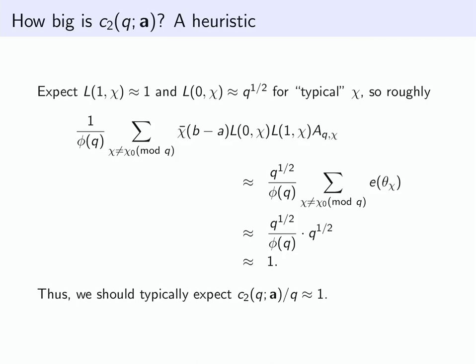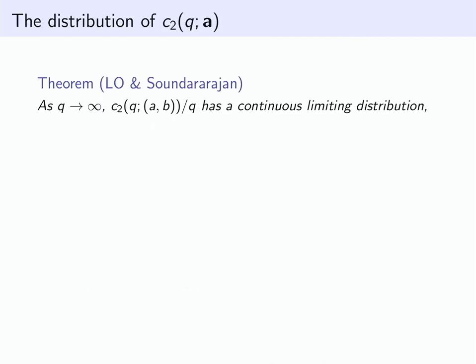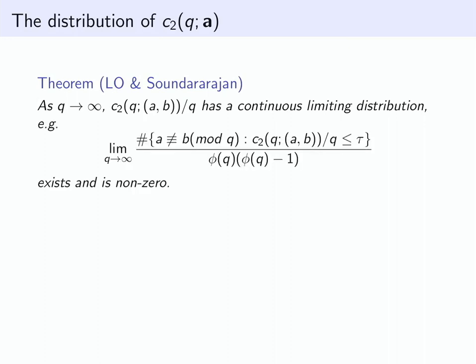In particular, if you divide by this Q, it's reasonable to ask, do these C2s all play in the same playing field? And this is something that Sound and I prove: that as Q goes to infinity, this quantity C2 divided by Q has a continuous limiting distribution. This is some non-universal distribution. It's not distributed like a Gaussian or something like that. The distribution is what it is. But what this means, among other things, is that you can take limits like this and know that they exist. They're non-zero. They behave continuously as a function of tau.